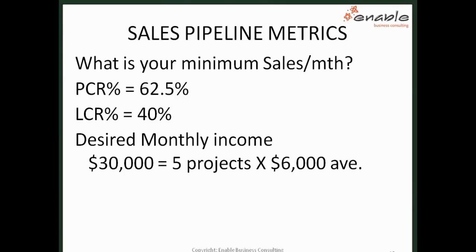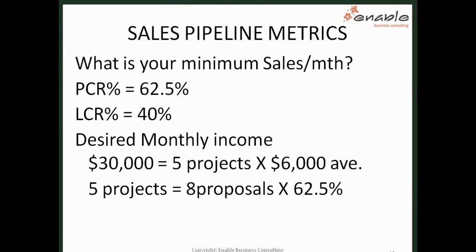Let's say our desired monthly income is $30,000 and our average project value is $6,000, so that means we have to have 5 projects. As I say, this is a simplified version. So 5 projects, well, how many proposals does that mean we have to do each month? Hence the 62.5% proposal conversion rate. To make the math nice and simple, with nice round numbers, 8 proposals.